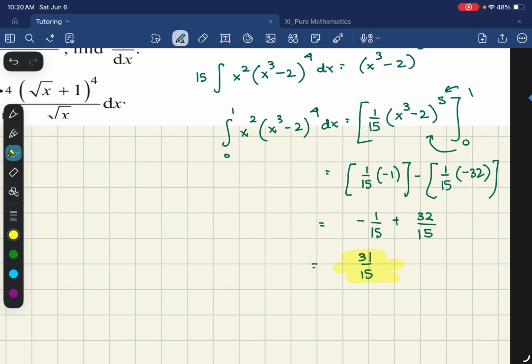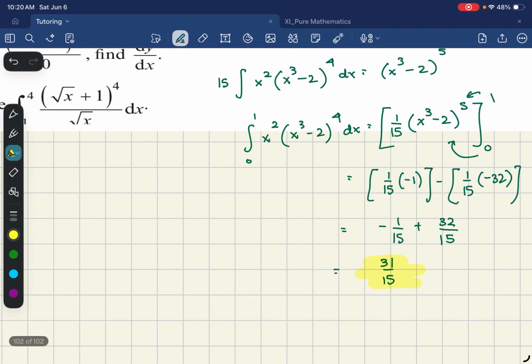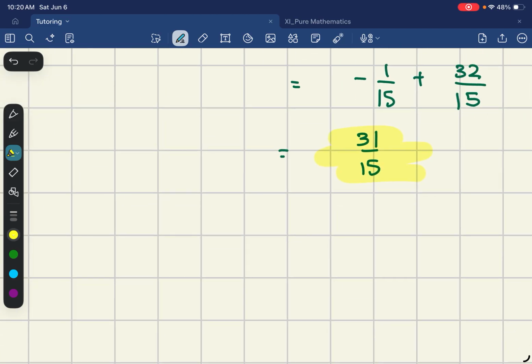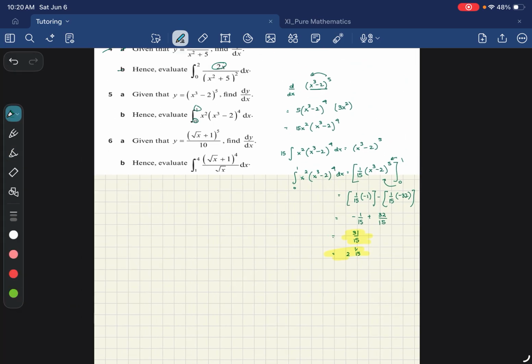Let's see. I think I made a mistake. Yeah, this is correct, I think. Because you can write it as 2 and 1 over 15, right? Yeah. So this is correct. All right. So we're done with question 5.